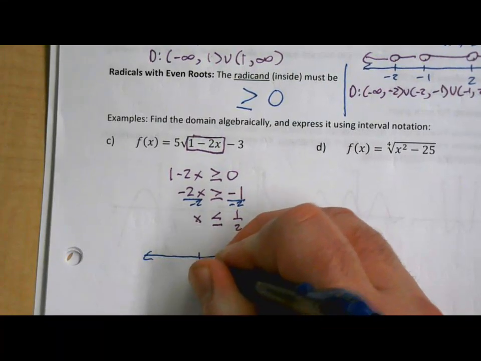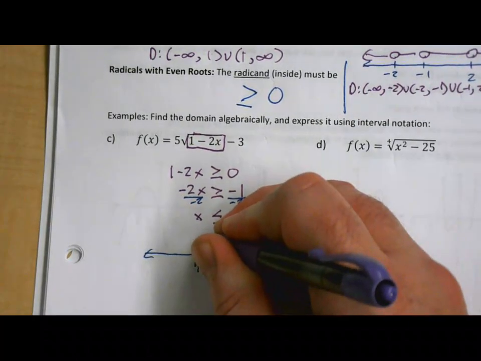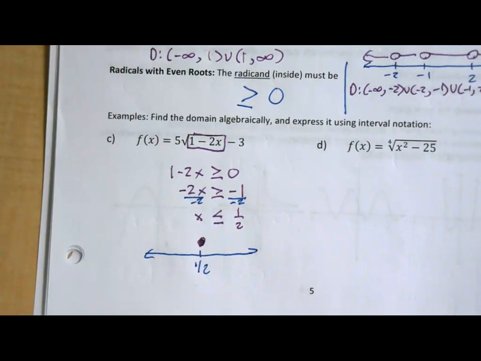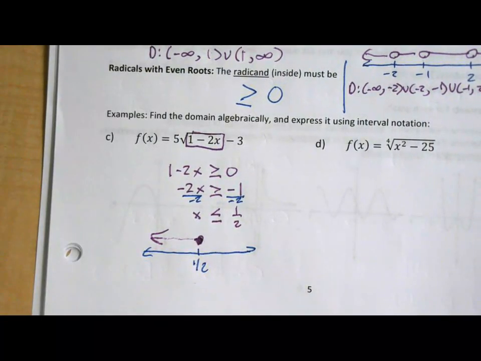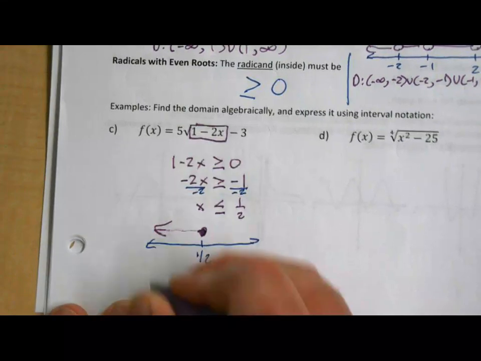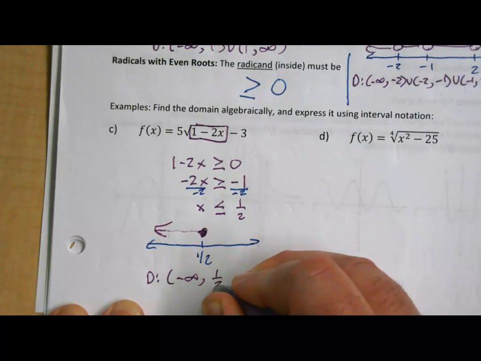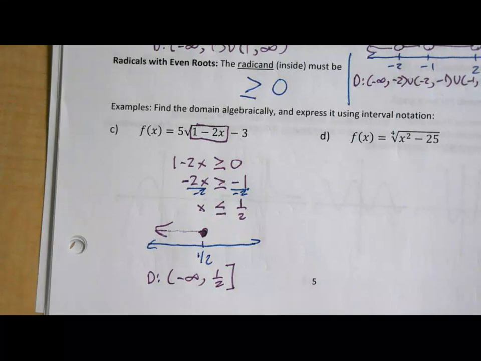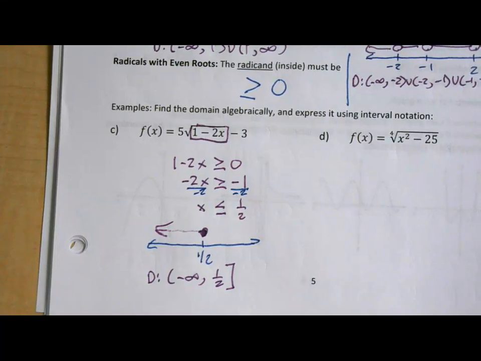My important value here is 1/2. This has the little bar, so I'm going to do a solid dot at 1/2. And we shade where x is. x is allowed to be smaller than 1/2. So there's my interval. There's only one. So my domain in interval notation would look like that. Smaller than a half or equal to a half should be good as well.